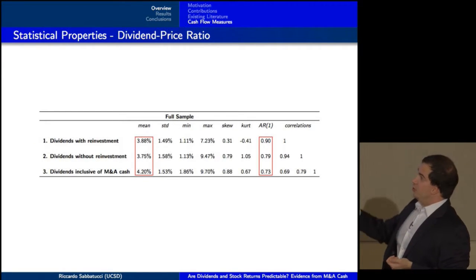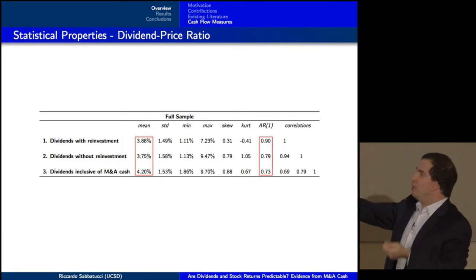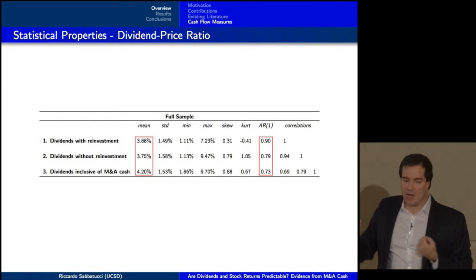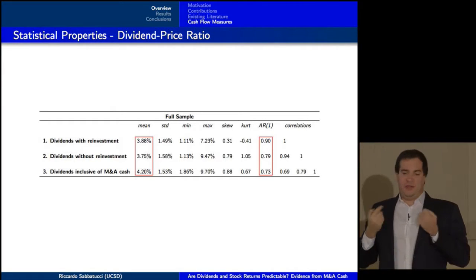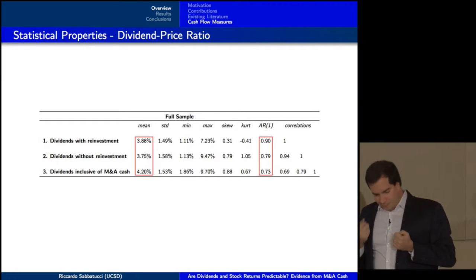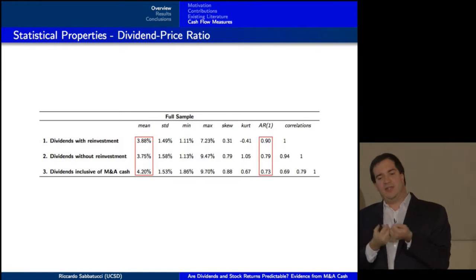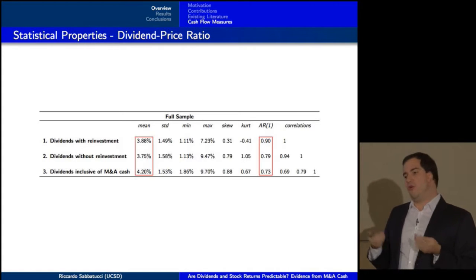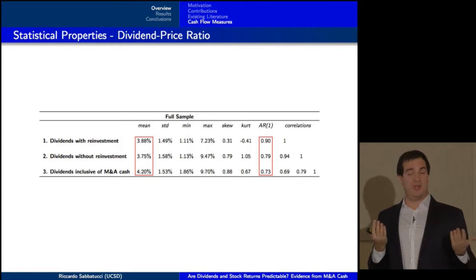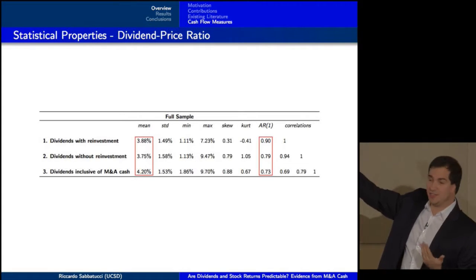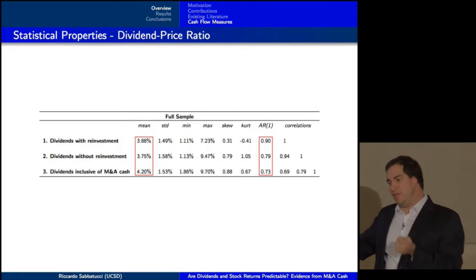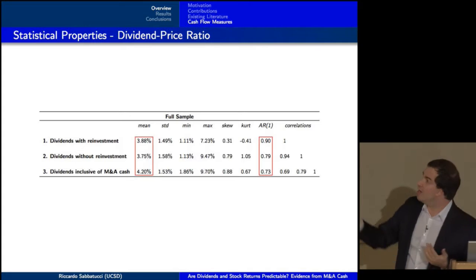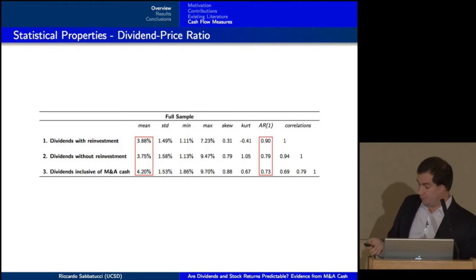Let's look at the dividend price ratio. Since we are increasing the numerator, obviously the mean goes up. But the key, I think, is the AR1 coefficient. In this literature, one of the main problems is a statistical problem related to the fact that the dividend price ratio is often close to a unit root, and therefore all this statistical inference needs to take into account the fact that it's very persistent. Well, once we include these cash M&A dividends, the persistence of the dividend-price ratio augmented with cash dividends coming from M&A is not close to a unit root.